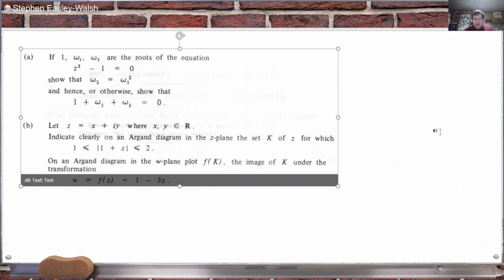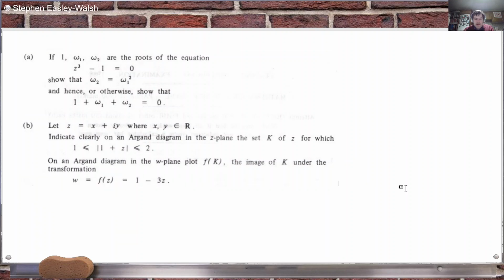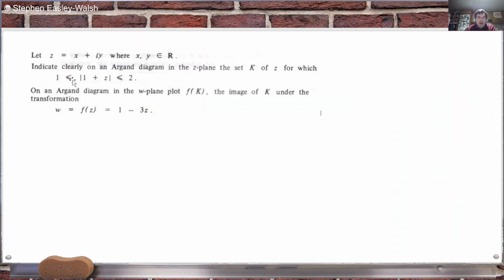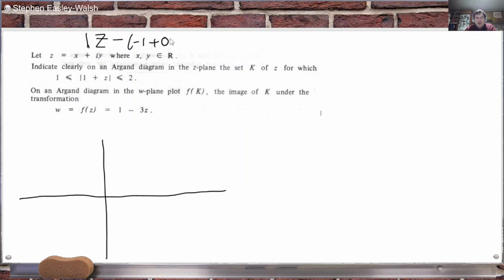Part B, maybe I'll shrink this down a little bit. Right, clearly indicate on the Argand diagram in the Z plane that's set there. So that's located. I prefer to write this as modulus of Z minus 1 plus 0i, more than or equal to 1 and less than or equal to 2.